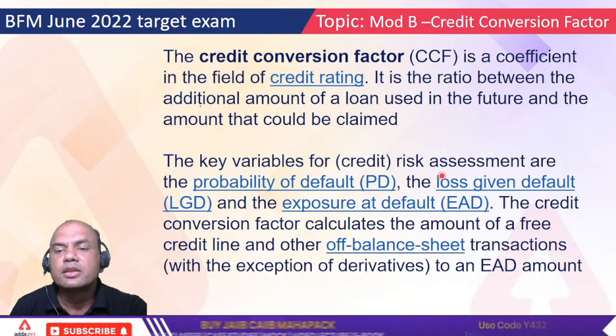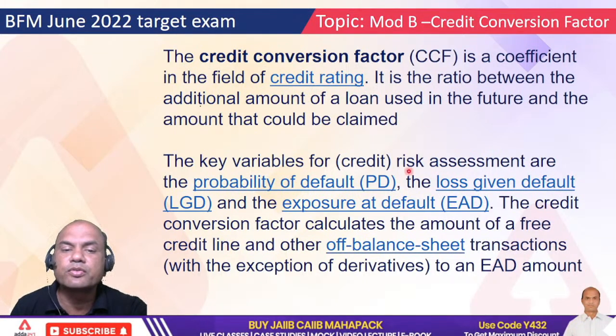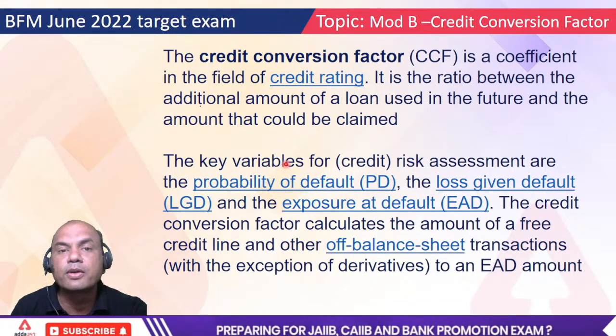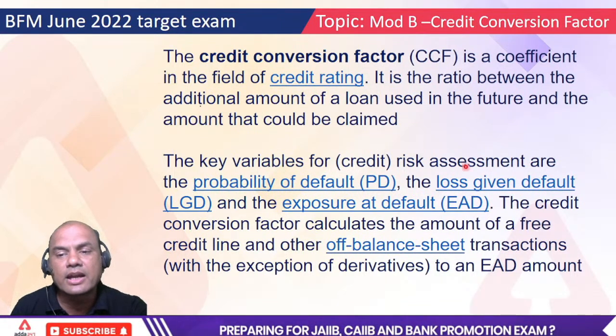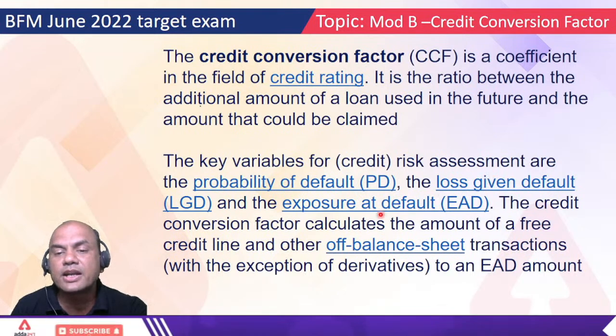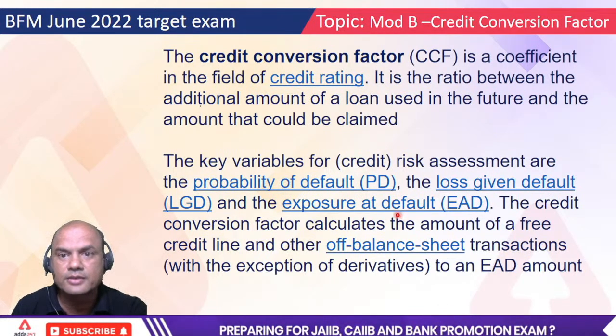The loss given default: what will be the loss for me if you default, on whose performance the guarantee is given? That is known as LGD, loss given default. And exposure at default means my total exposure. Remember, loss and exposure are different parts altogether.